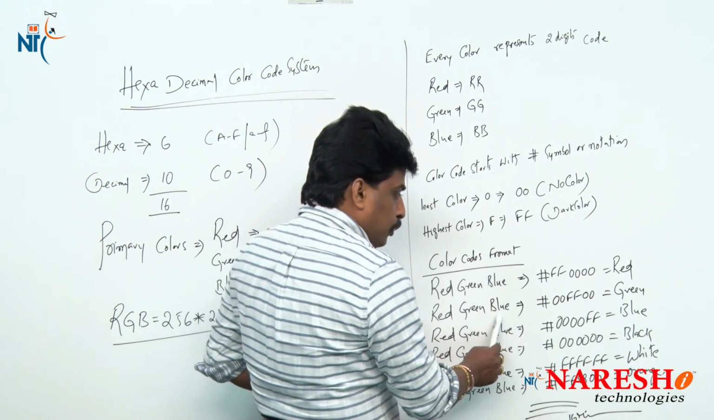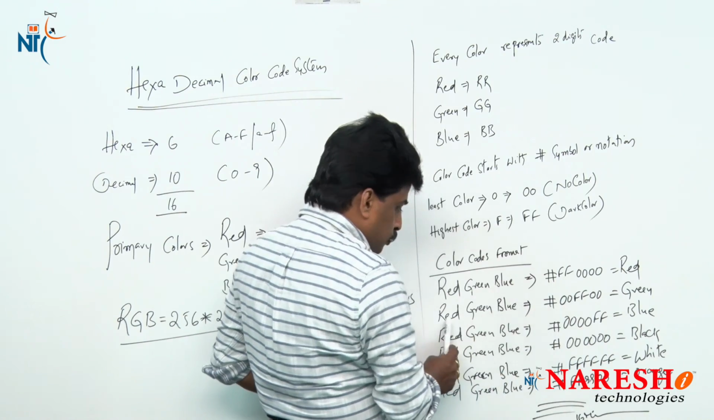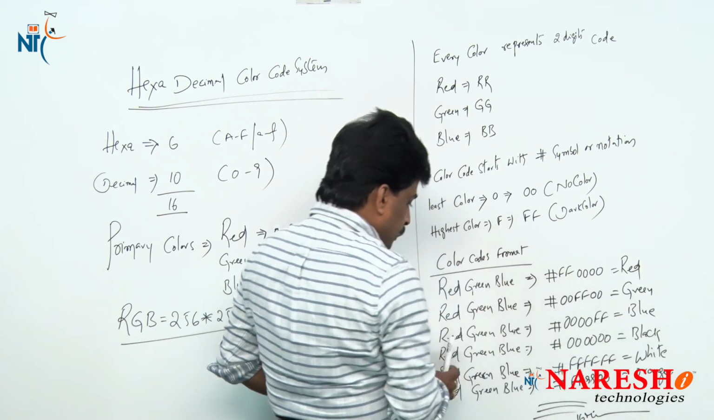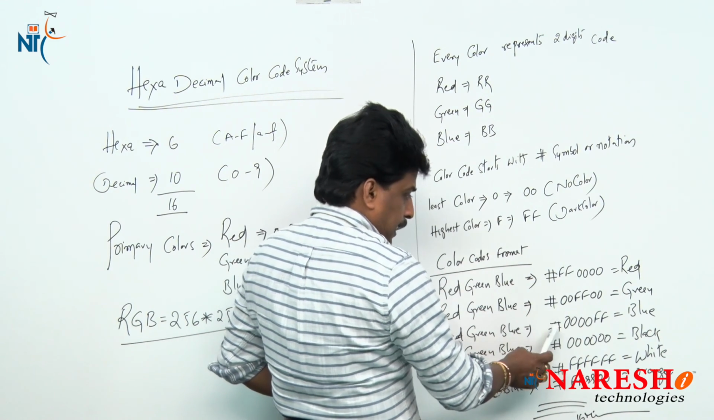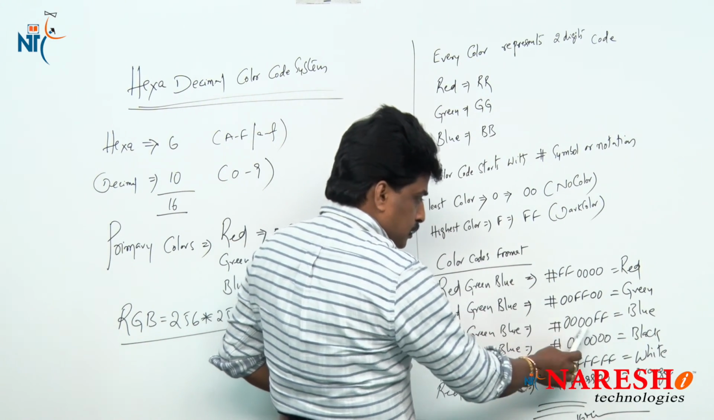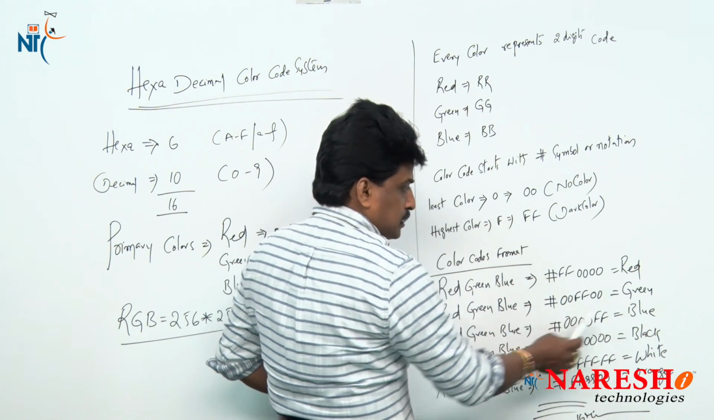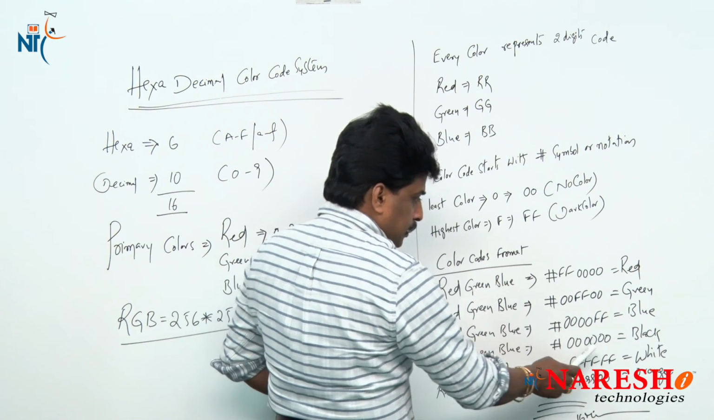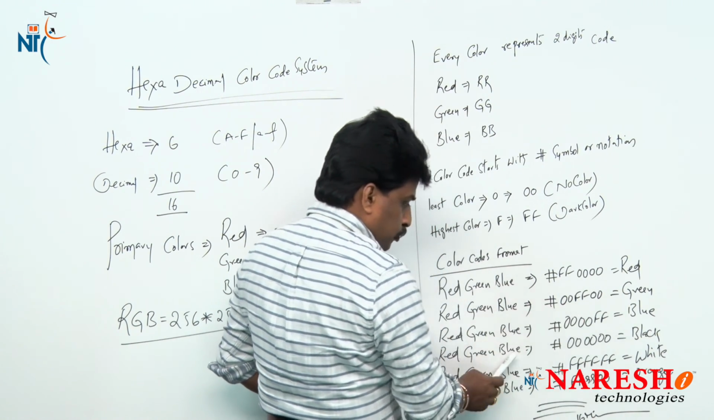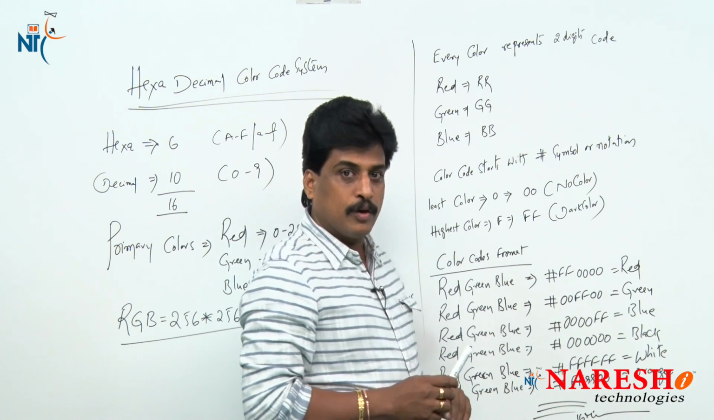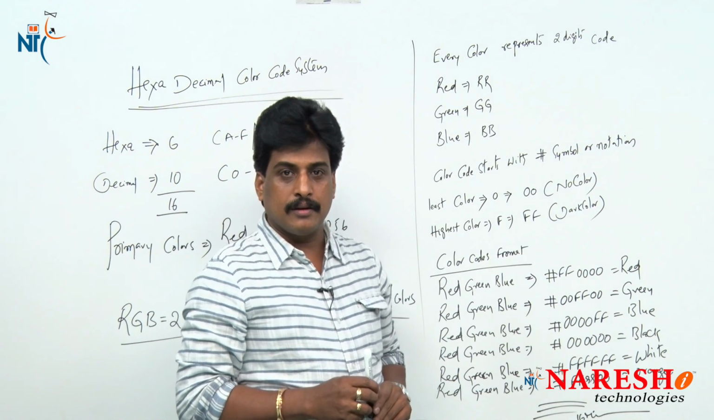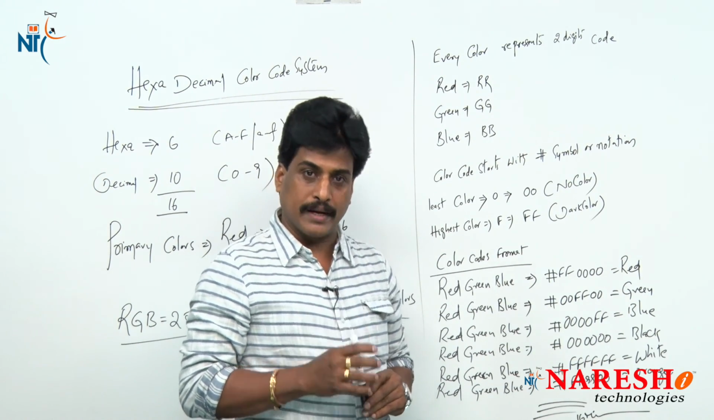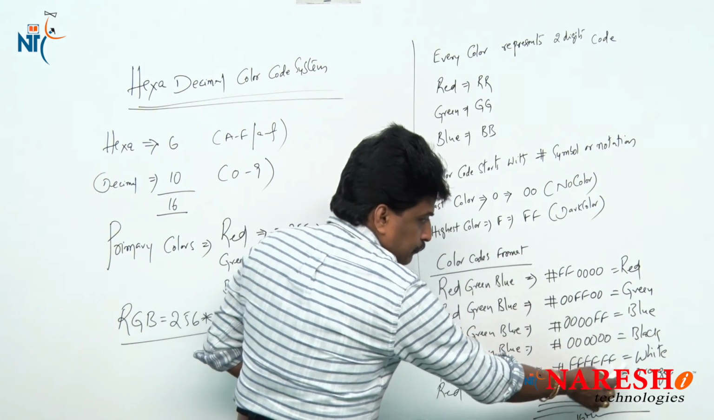Again, red, green, blue. Observe, hash starting, 00 means red absent, FF means green present, 00 means blue absent. So the output is green. Again, hash starting, 00 means red absent, 00 means green absent, FF means blue present, output is blue. Red, green, blue, hash starting, 00 red absent, 00 green absent, 00 blue absent, means black color. Generally people think it is white. Sorry, the least color among all those colors is black. The highest color is white. That is FF, FF, FF, white.